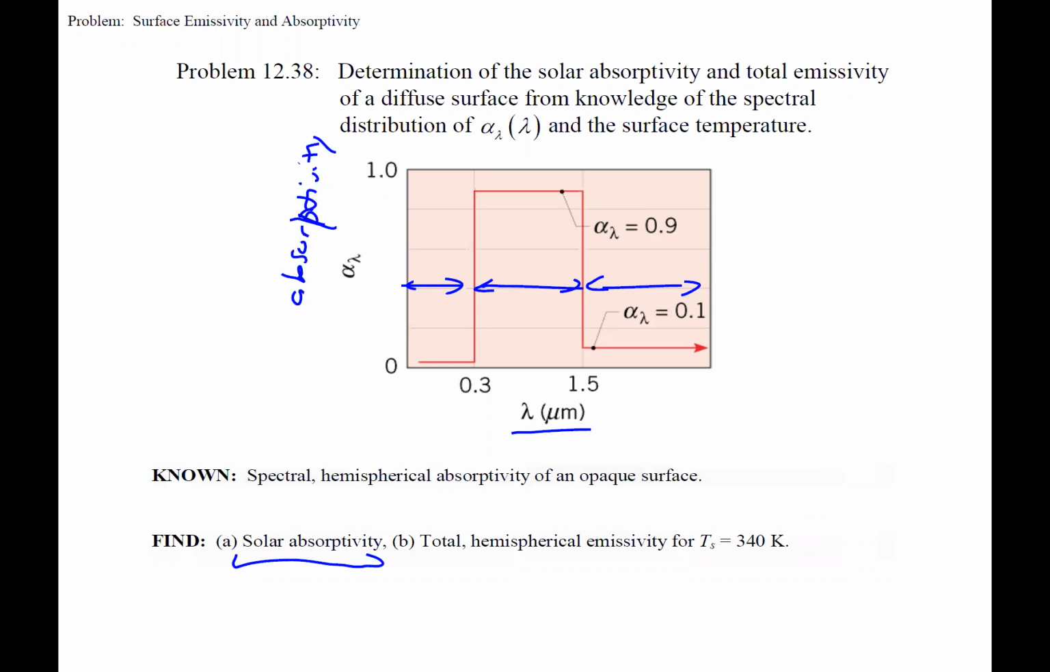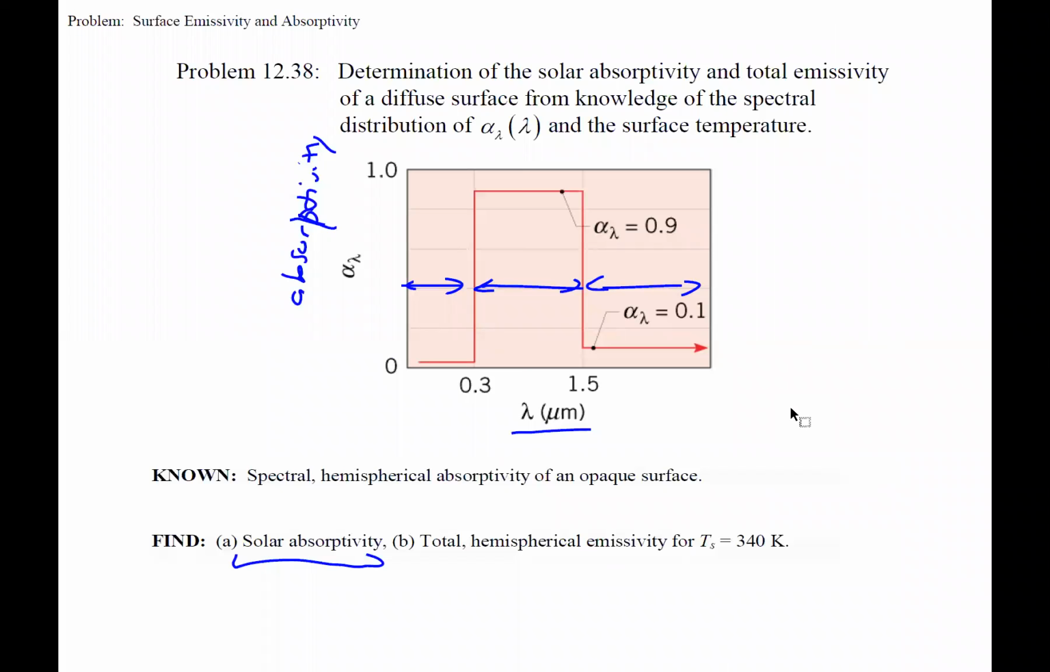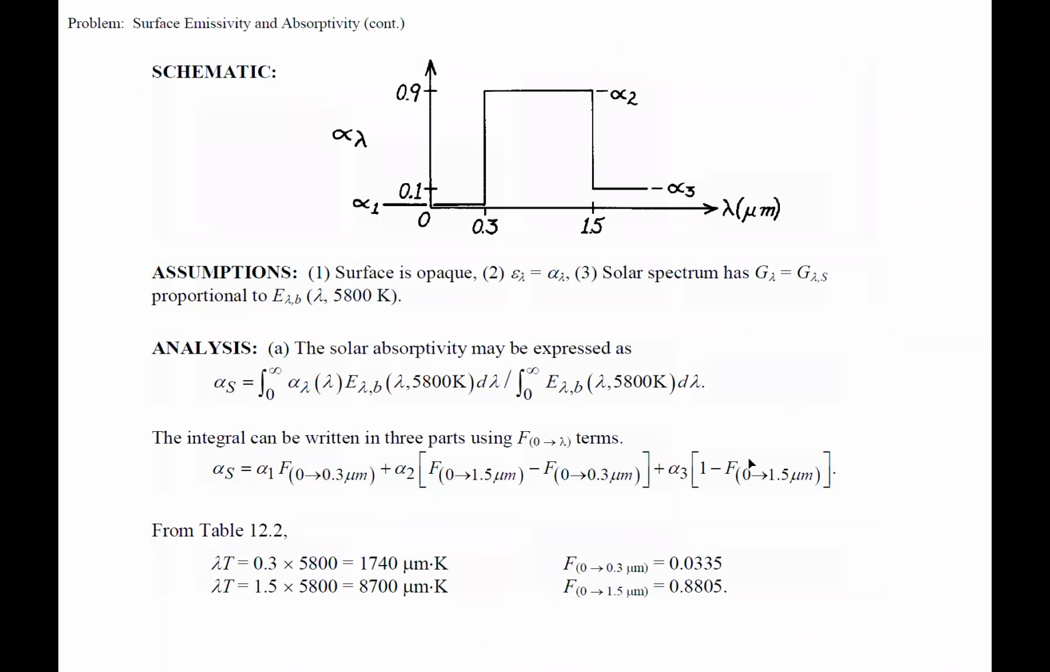We have how the absorptivity changes with wavelength for the surface, but we need to know how it deals with solar irradiation coming in. That deals with the emissive power of solar radiation. If we go back, it's on the other set of slides, but that's at those low wavelengths. All right, so let's go through our steps. We want the solar absorptivity.